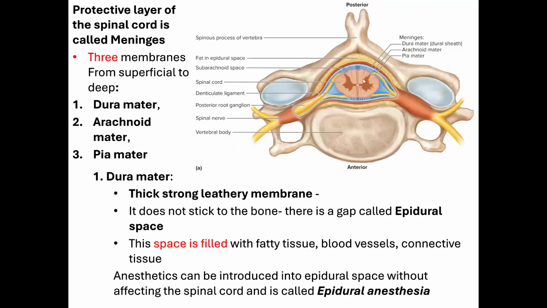Let's look at the protective layers of the spinal cord. The protection is called meninges. So meninges is a three-layered protection.